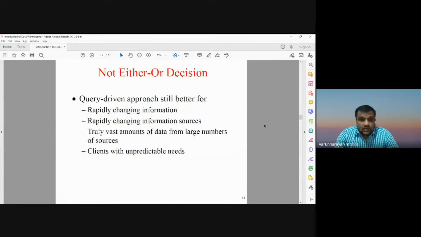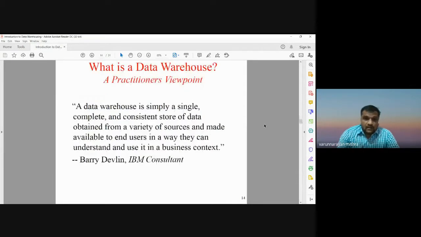It's not an either-or decision. The query driven approach is still better for rapidly changing information sources, a truly vast amount of data from a large number of sources, and clients with unpredictable needs. What is a data warehouse?